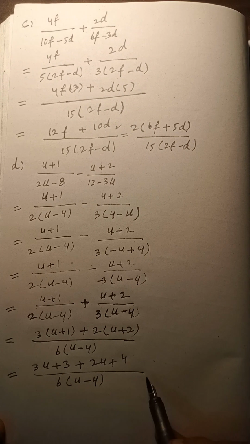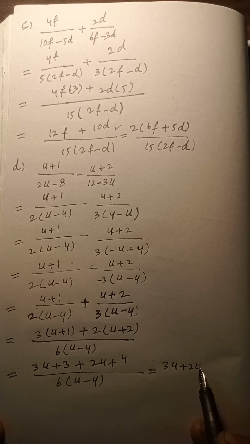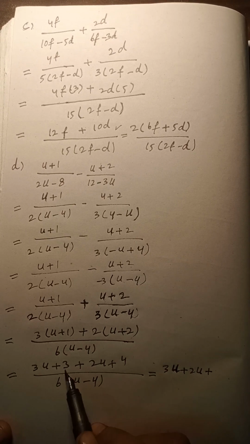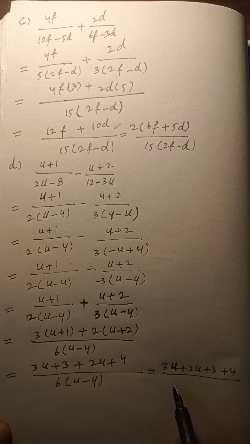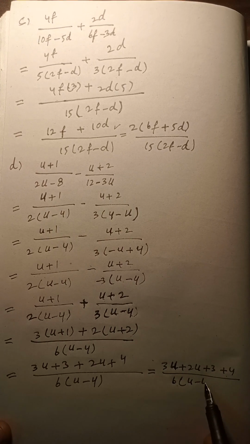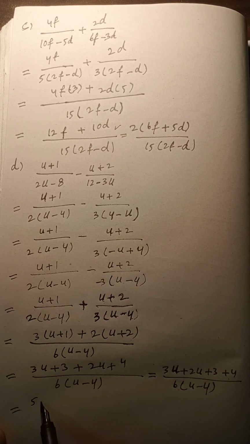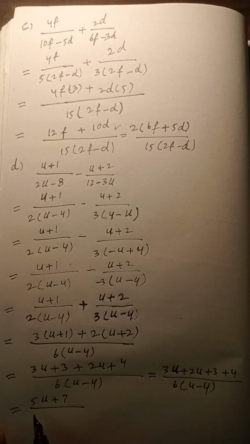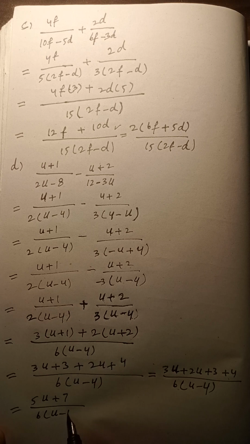Now 3u and 2u, same terms will be written near each other, and plus 3 and plus 4, same terms are written together, u minus 4. 3u and 2u makes 5u, and 3 plus 4 makes 7, over 6 into (u-4).